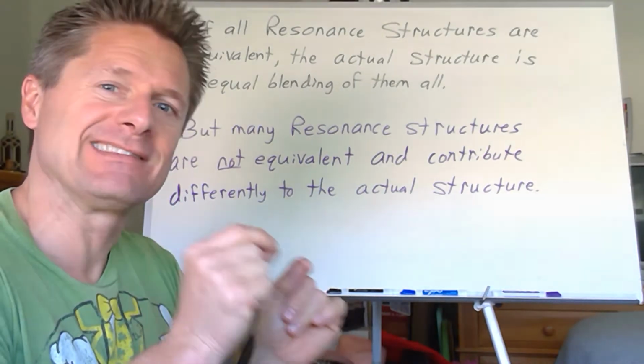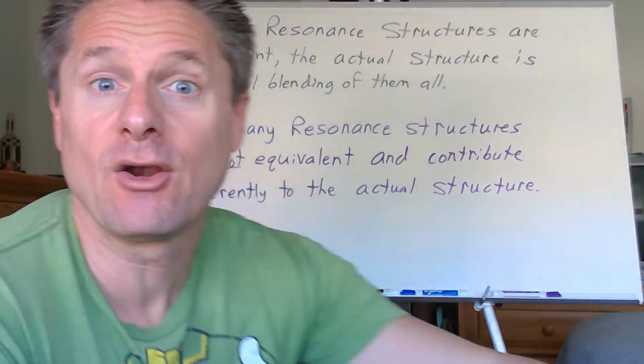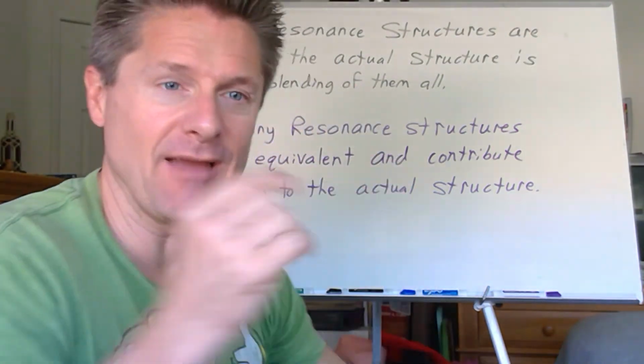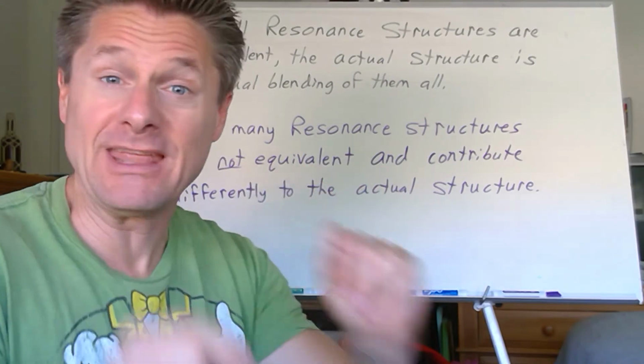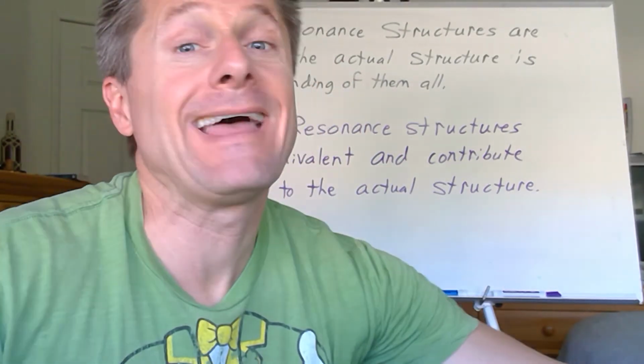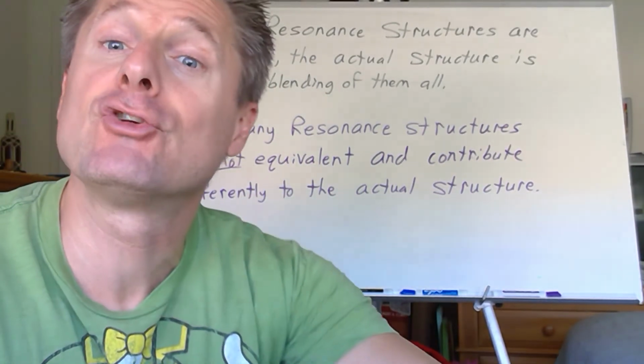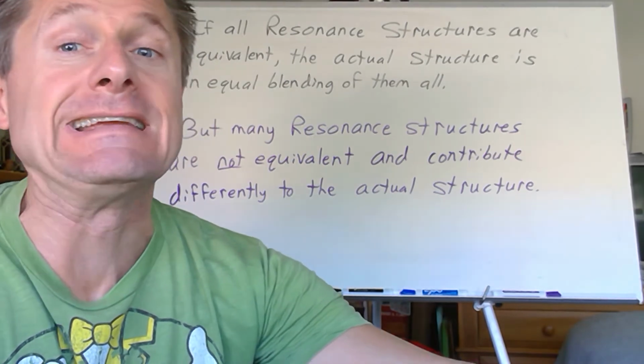It's not symmetric like the carbonate was. You could put the double bond here, or like ozone, you have 3 oxygens, you could put the double bond on either side. Those are equivalent Lewis structures. We're going to run into ones that are not equivalent, which means they are going to contribute to the overall structure different percentages.